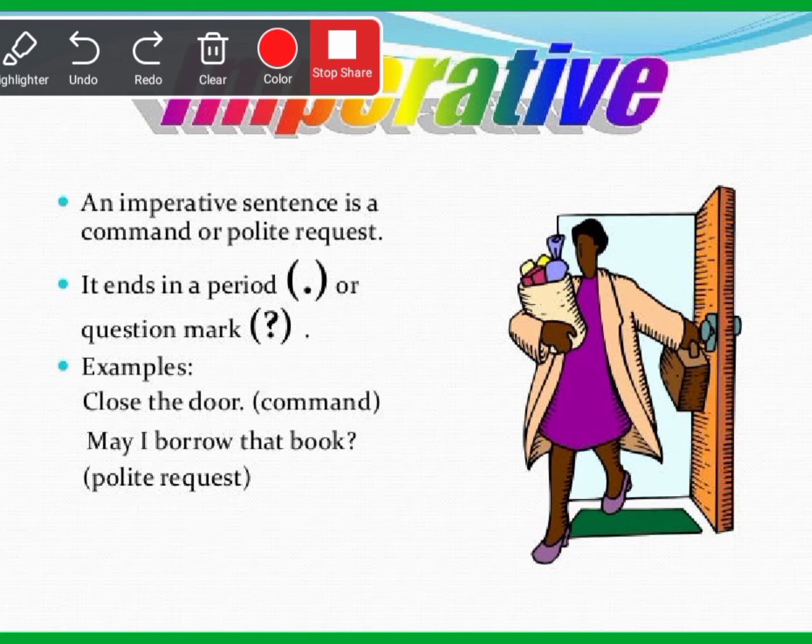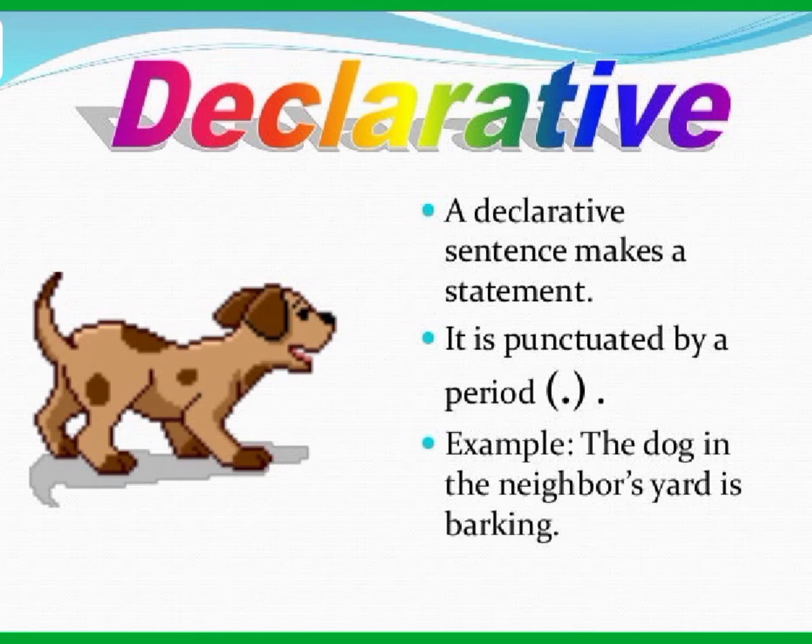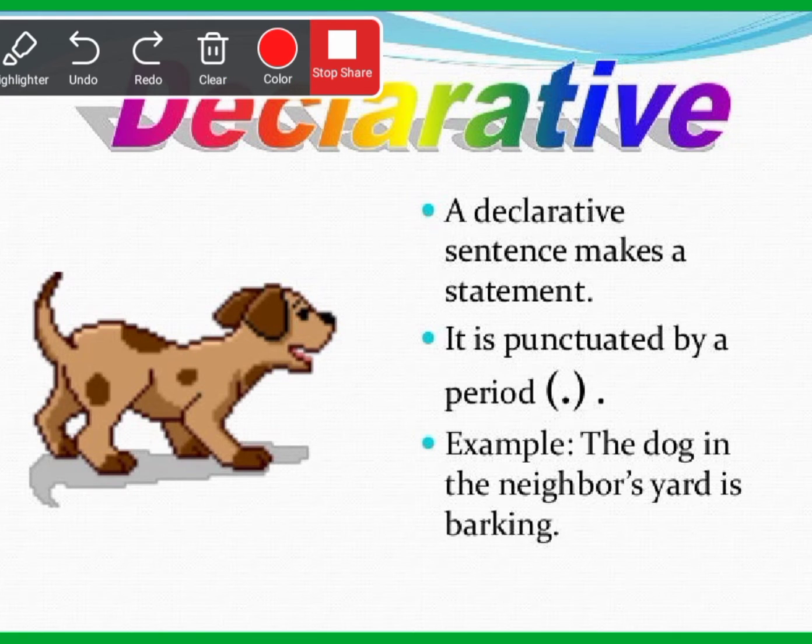Let's see another form of sentence, that is the declarative sentence. What is a declarative sentence? As we discussed, in an interrogative sentence, questions are asked. In a declarative sentence, whatever answers are given to the questions with full sense come under declarative sentences. A declarative sentence makes a statement, nothing but an answer. It is punctuated by a period, a full stop, because there will be a complete sense.